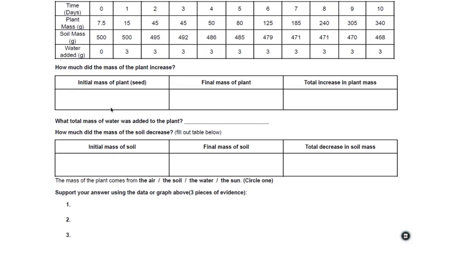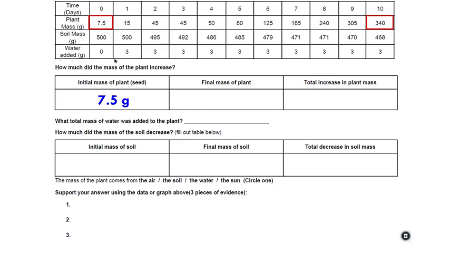Okay, the first thing that I want to make sure you see, initial mass. Initial means the first time you have it. So the seed, how big was it when it was first there? You've got to look at the plant. It was right there, 7.5 grams. And the final mass down there, 340. How do I know how much it increased by? You do 340 minus 7.5.